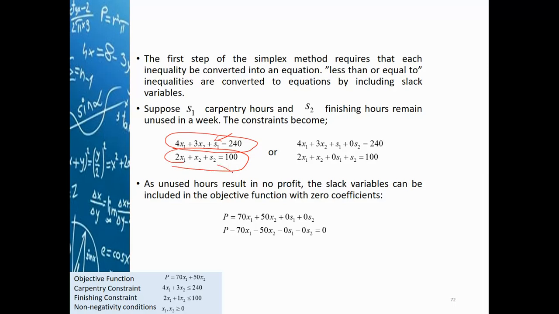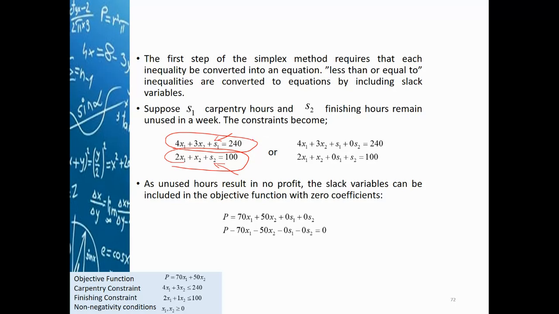I introduce s over here. But you have to remember, for the first constraint you put S1, and for the second constraint you put S2, because these two different slack variables are not the same. S1 is for your carpentry constraint, whereas S2 is for your finishing constraint. It's not the same.